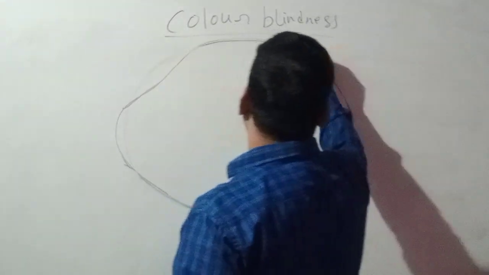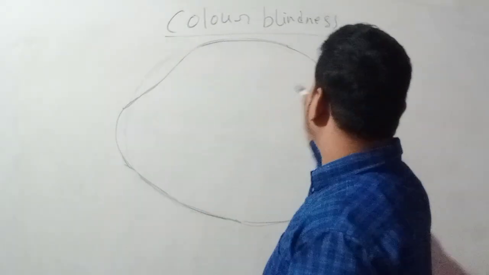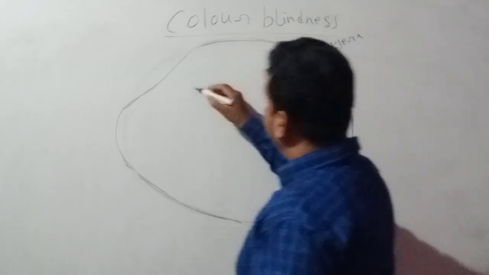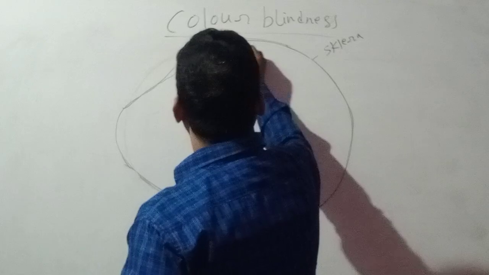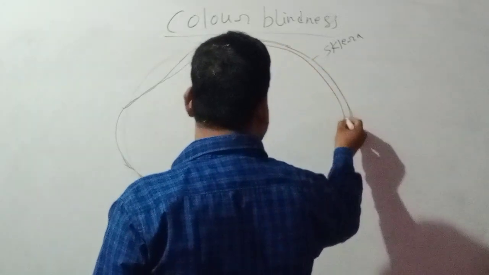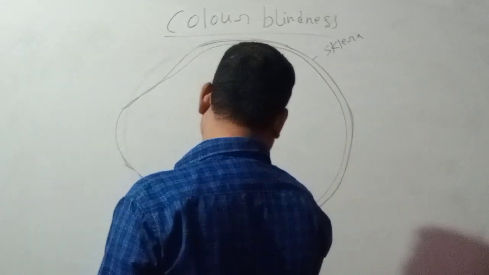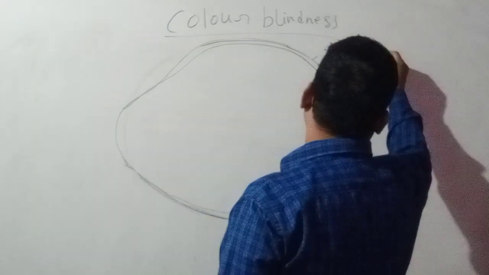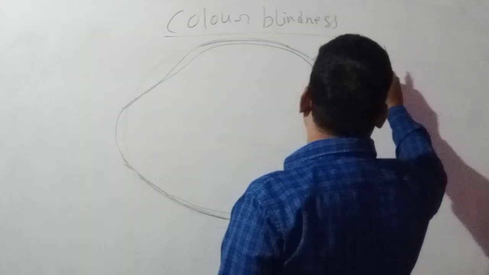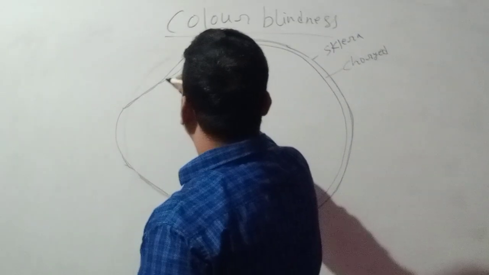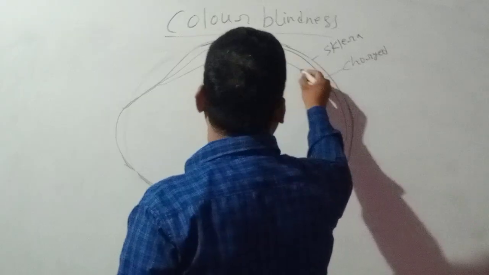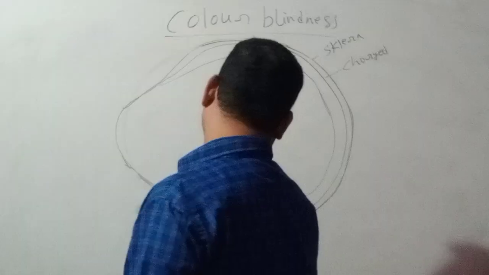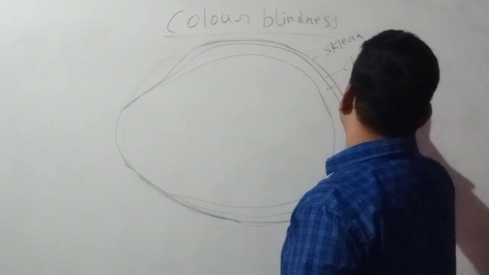The first layer, the outer layer of the eye, is called the sclera, and the second layer, which has melanin, is called the choroid, and the third layer, the innermost layer, is called the retina.